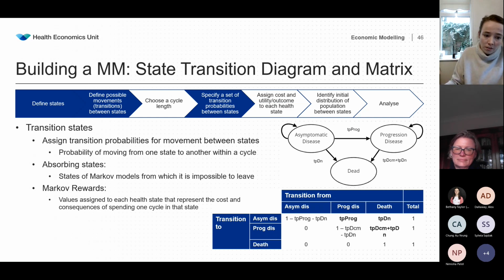And then Markov rewards are values assigned to each health state that represent the cost and consequences of spending a cycle in that state.